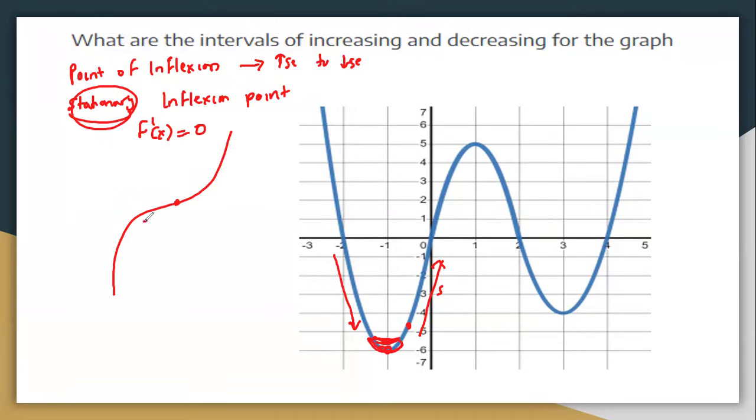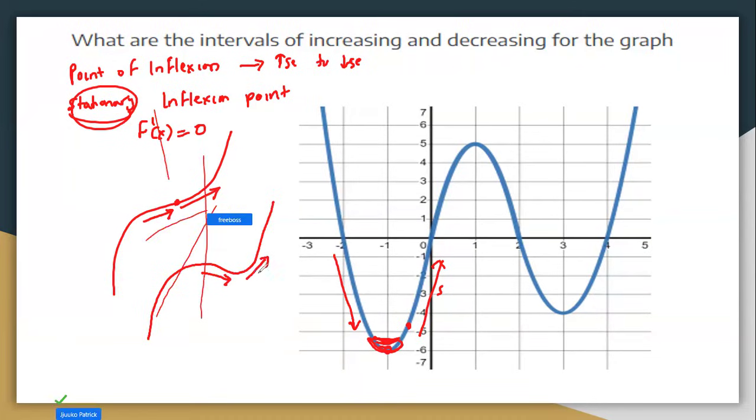I told you that for this graph, since this one is increasing and here there is increase, here we cannot say that we have a point of inflection. But if your graph looks like something like this, then here I can say that your gradient will go like this. Here your gradient will go like that.